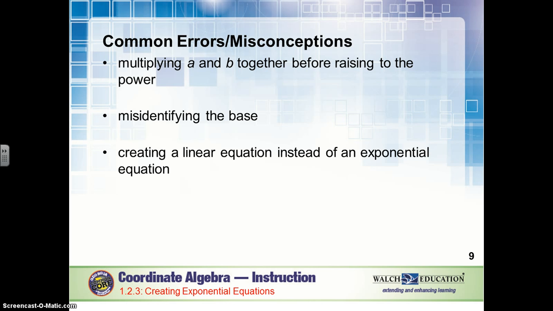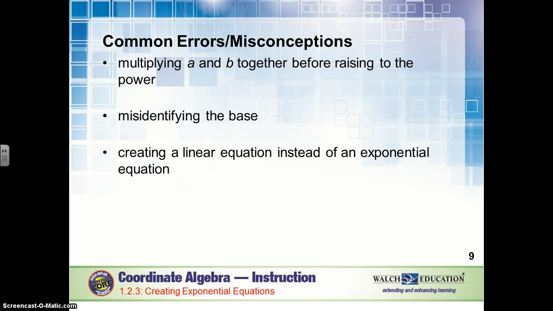Now, common errors and misconceptions that can be made. If we multiply a and b together before raising to the power, that is a mistake. We always need to do our power first. Misidentifying the base, so basically putting in another number for the base that doesn't belong. And another mistake would be creating a linear equation instead of an exponential equation. So we have to make sure that we pay attention and learn the difference in the wording of these types of problems. All right. Now we're going to look at a couple of examples.